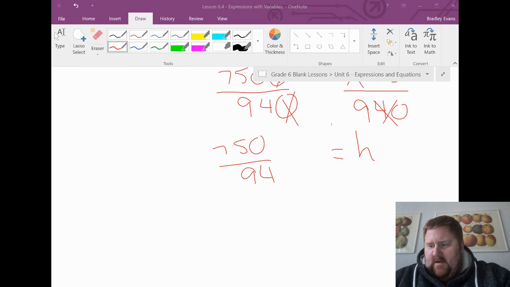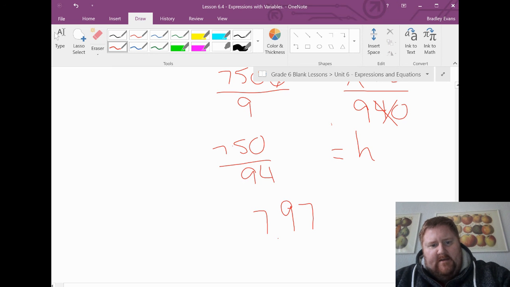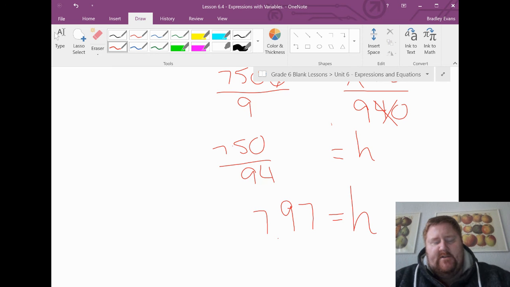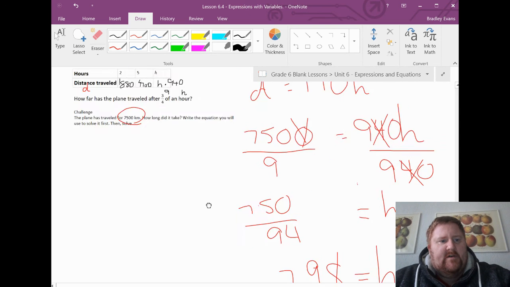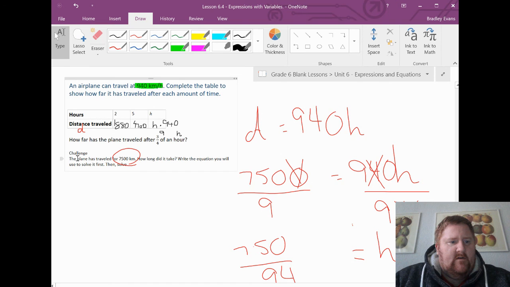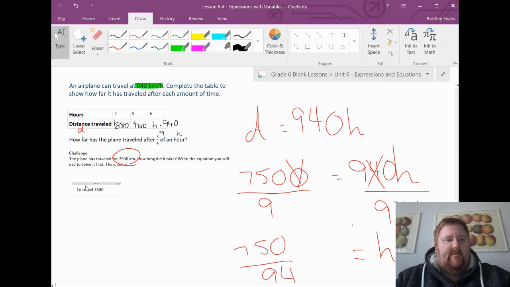And we're left with 7.97 hours. We'll round it to 2 decimal places. Okay, that should be 98, sorry. 7.98 rounded to 2 decimal places. So making sure we've answered the question correctly, it says, how long did that take? Well, to travel 7,500 kilometers, it took 7.98 hours.